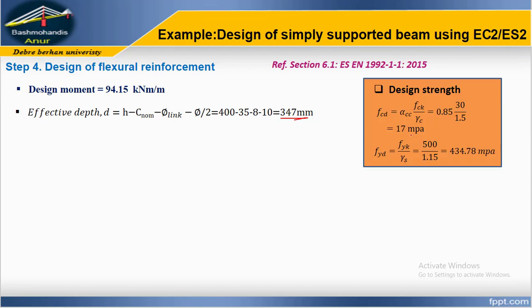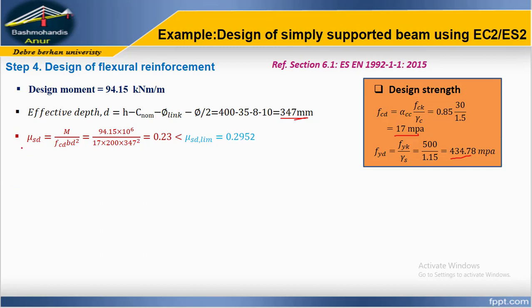Okay, let us calculate this design constant because it's important for determination of the area of steel. What is the design strength of concrete? FCK, the characteristic strength, is 30. Now we have to calculate FCD. FCD equals alpha CC times FCK divided by the partial factor of safety for concrete. Therefore FCD equals 17 megapascal. The design strength for steel equals the characteristic strength of steel divided by the partial factor of safety for steel. The characteristic yield strength of steel is 500, partial factor of safety 1.15, finally FYD equals 434.78 megapascal.